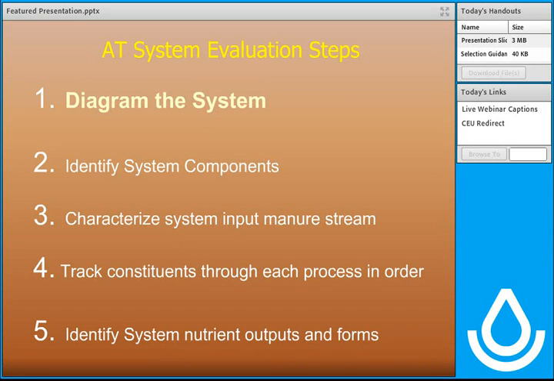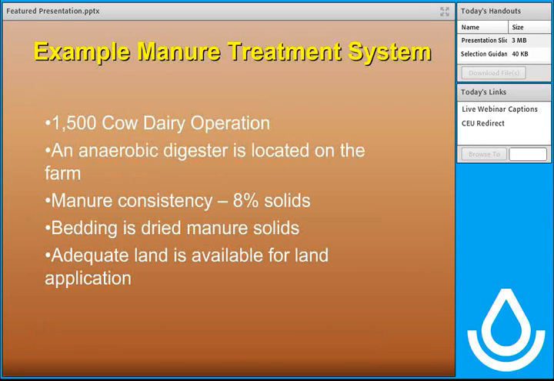Now, as I go through this example, I'm going to show this slide, and it's going to highlight the steps that will be addressed. Hopefully this will help those who desire to review the process or refresh their memory at a later date. As we know, we begin with diagramming the system.